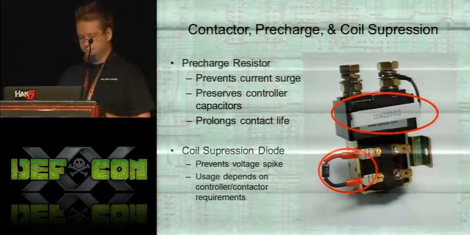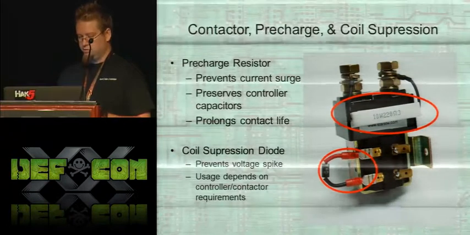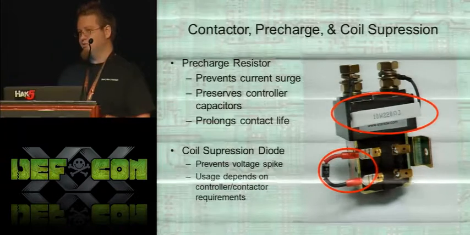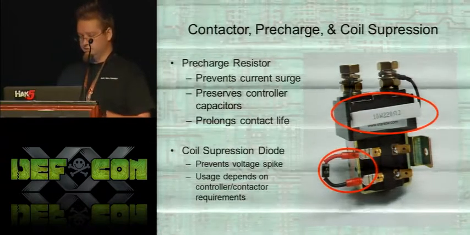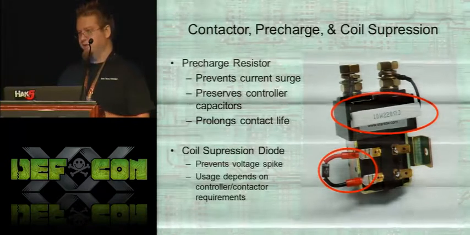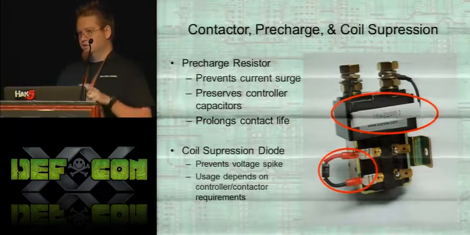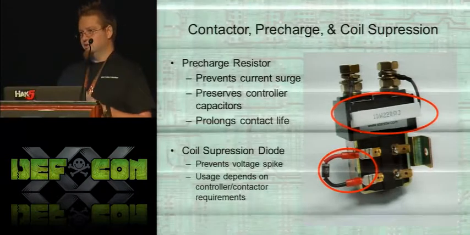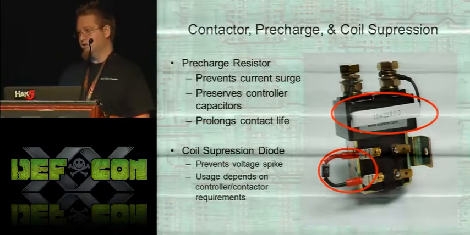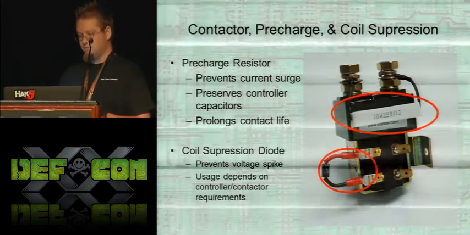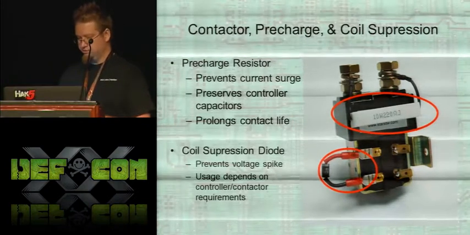There's also a coil suppression diode. Sometimes you need this, sometimes you don't. It depends on the controller and the contactor that you're using, but it can prevent a voltage spike. There are lots of large inductors in an electric motor, so when you turn off the switch, there will be a large voltage spike as it tries to get that current back up. This suppression diode will reduce that and protect things.